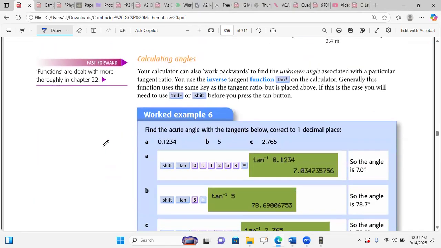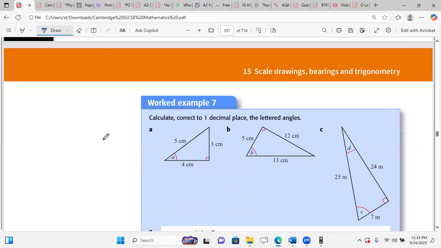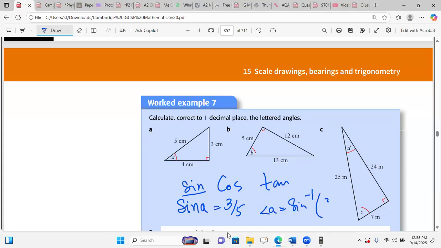After that, calculating angles using tan inverse. Now he is showing how to calculate the angle. If you are provided with all three sides and you want to calculate the angle in the case of a right angled triangle, for example, you can use sine theta, you can use cos theta, you can use tan theta, whichever you remember. For example, you want to take sine of A, then it is perpendicular over hypotenuse. So it is 3 by 5. And for angle A, you will say it is sine inverse of 3 by 5.